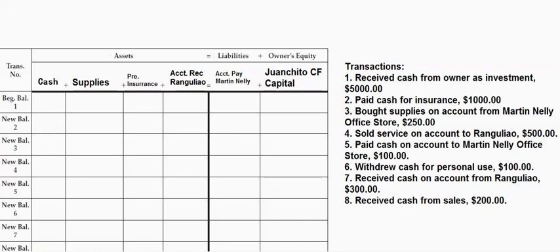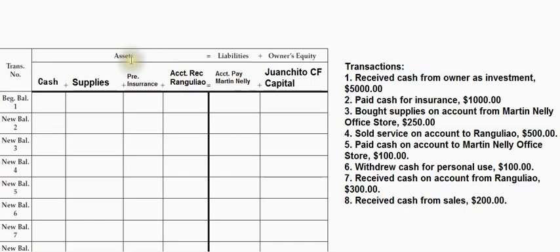Today, what we are going to do is to analyze the transactions. We are going to read the transaction and put the amounts in this chart, and we will also calculate the balances of each account. You see this chart is organized in such a way that you are able to see the accounting equation and also the accounts of each category, each element in the equation.